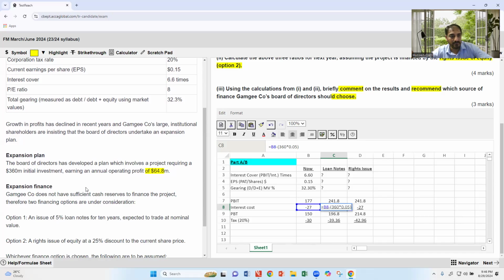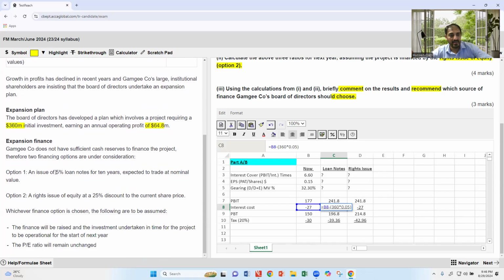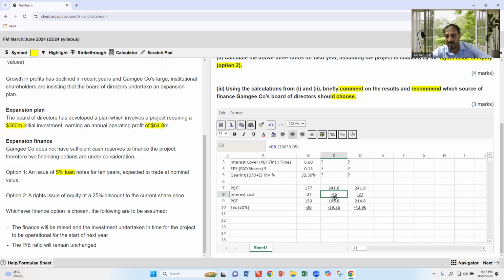In the case of loan notes, the new finance is 360 million. 360 multiplied by 5%, so is equal to minus 27. 360 multiplied by 0.05. Why do I mention minus here? Minus, minus become plus. So that becomes minus 45. So here minus 27 and minus 360 into 0.05. So here the value is minus 45.